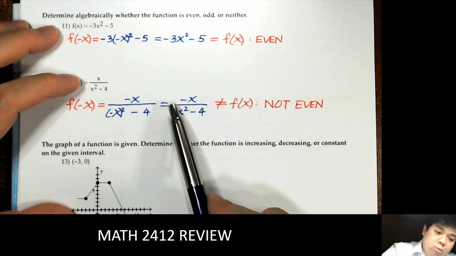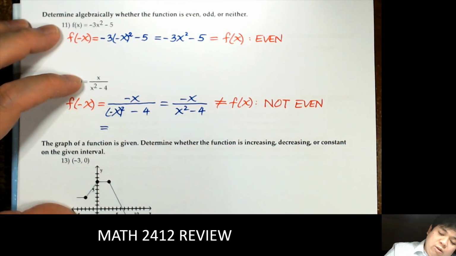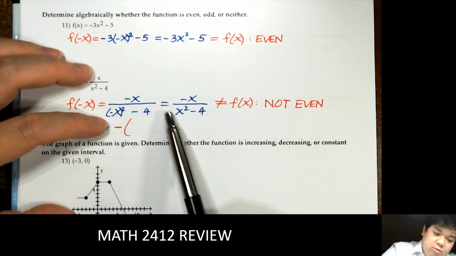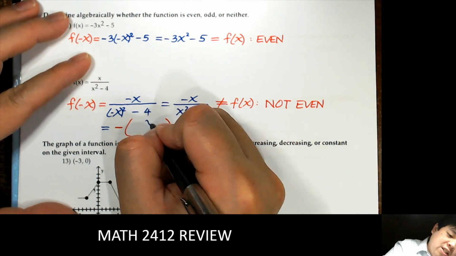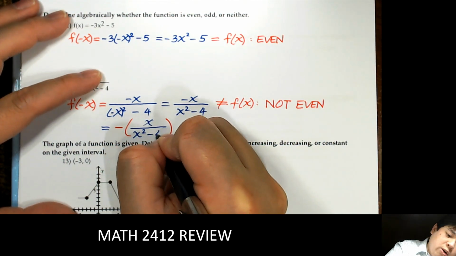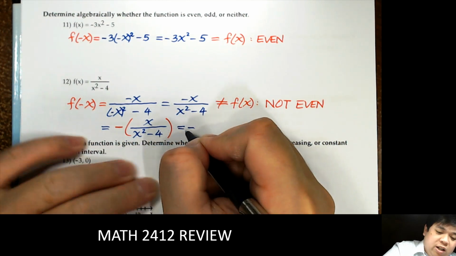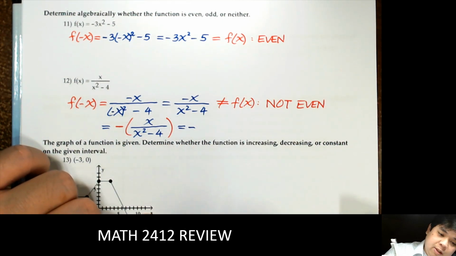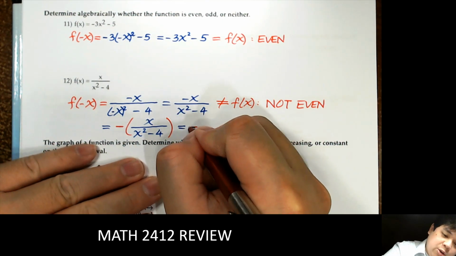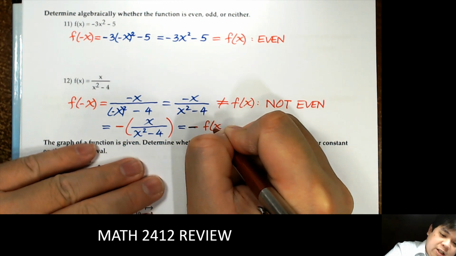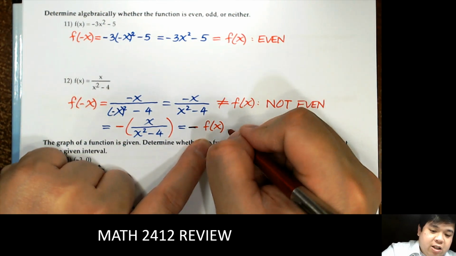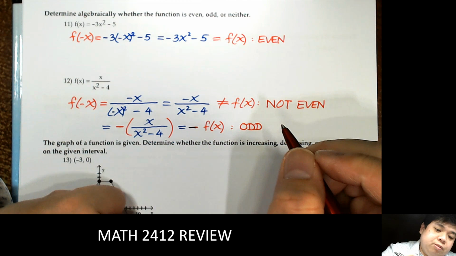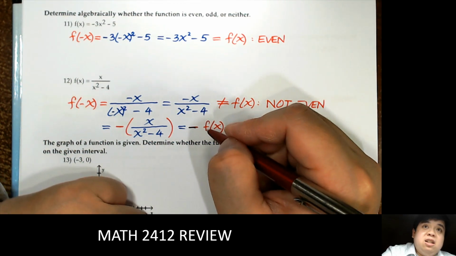Now if it's not even, we will manufacture the negative. So we pull out a minus sign. And then what's left is just x over x squared minus 4, which is the original function. So what we have is equal to negative of f of x. So if f of negative x equals negative f of x, this is going to be odd. And if we don't have that, it will be neither.